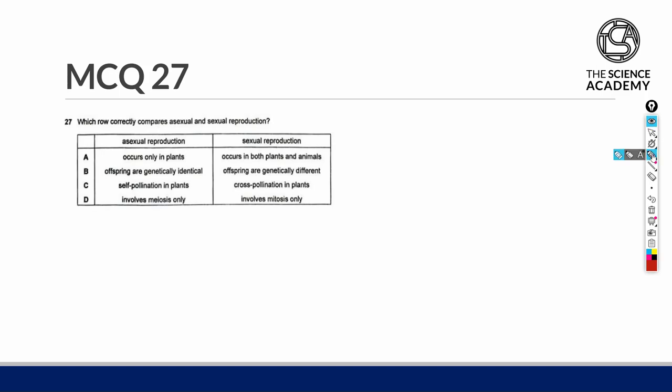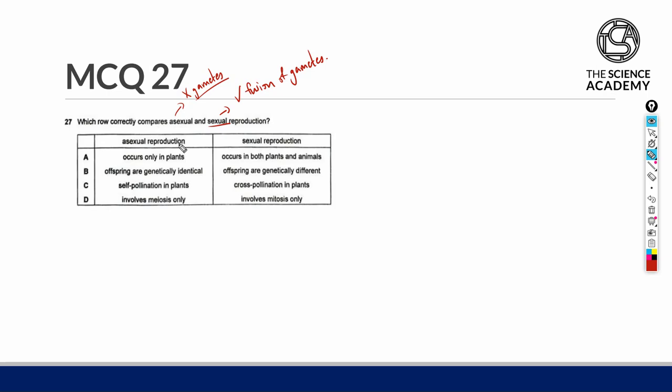Question 27. Which rule correctly compares asexual and sexual reproduction? Asexual reproduction does not involve gametes, which means meiosis doesn't occur to produce gametes that have the haploid chromosomal number, while sexual reproduction involves gametes and specifically fusion of gametes, which can also be termed as fertilization.